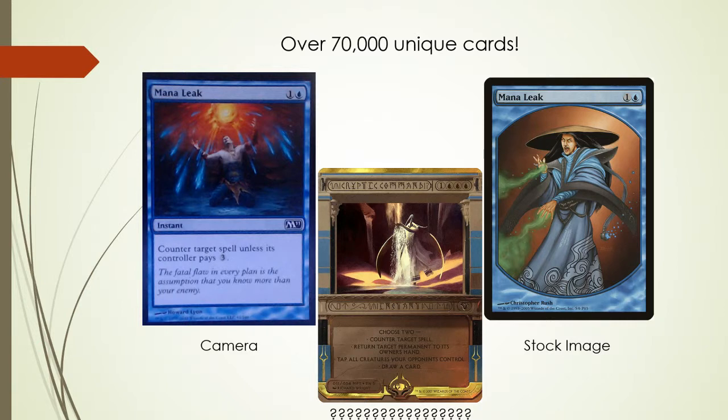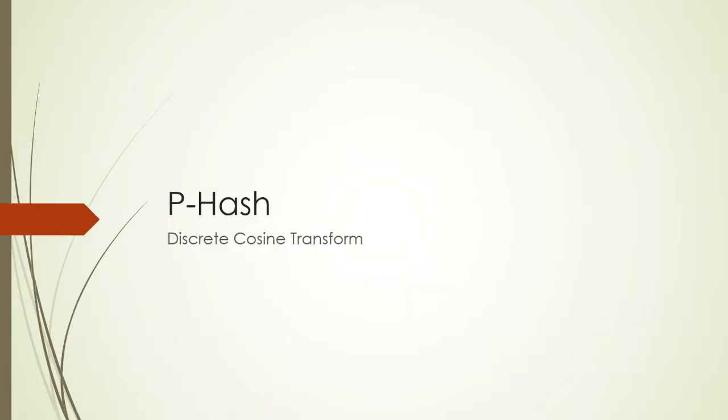So the answer to the problem that we have is image hashing, and there are several different image hashes that we could use, but for my use case in particular, we're going to be using pHashes, or perceptual hashes. Before we get into perceptual hashes, we have to understand something called the discrete cosine transform. Essentially, it's hashing out data and compressing data into a smaller form.